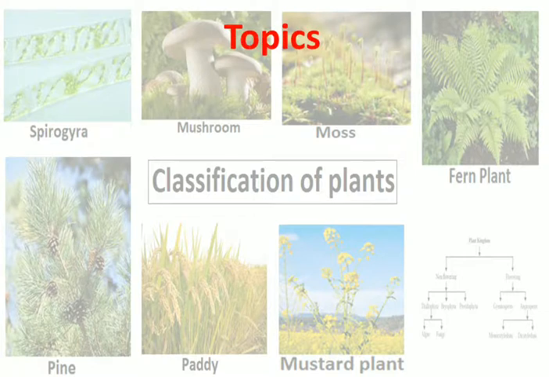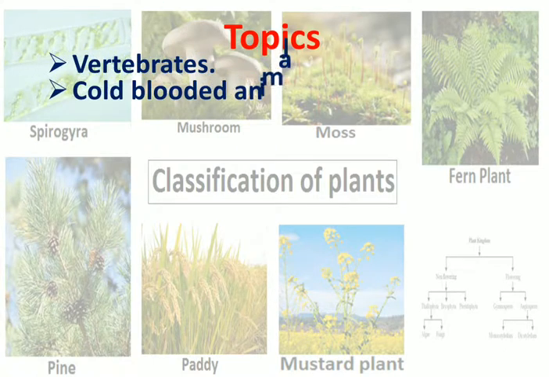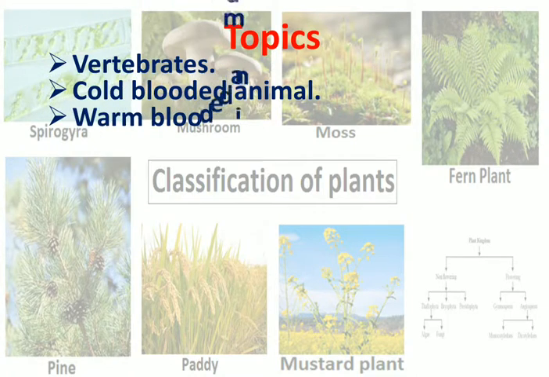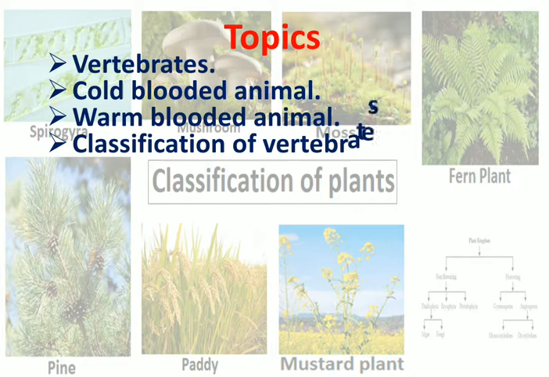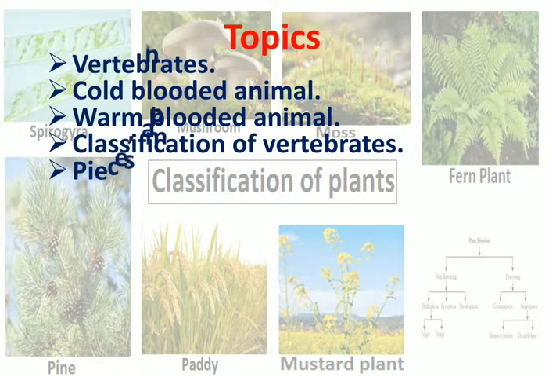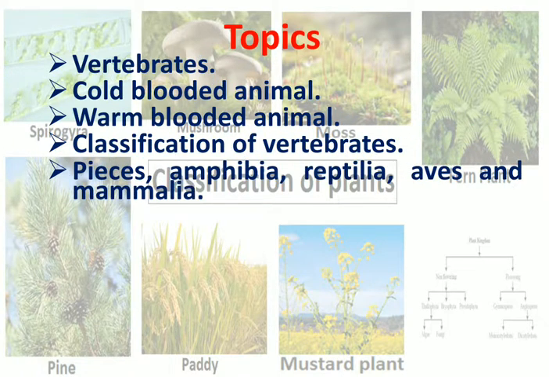Topics: Vertebrates, cold-blooded animal, warm-blooded animal, classification of vertebrates: Pisces, Amphibia, Reptilia, apes, and Mammalia.